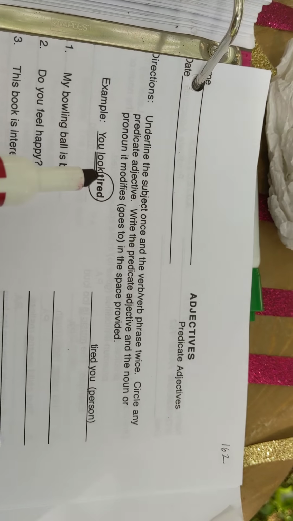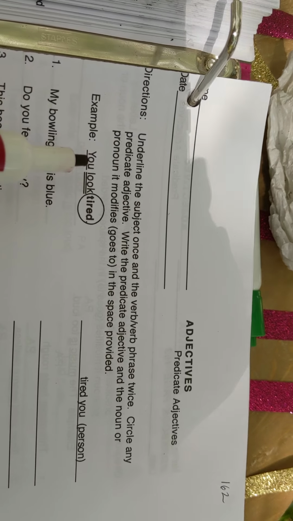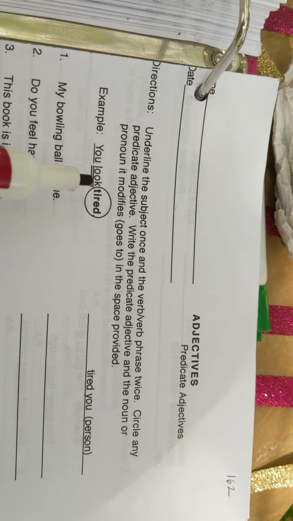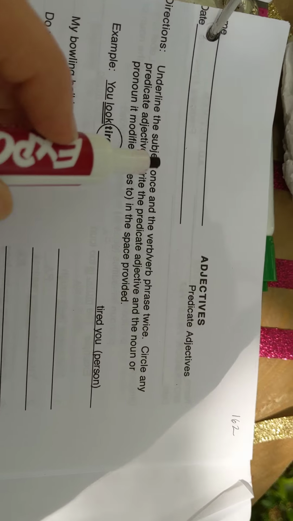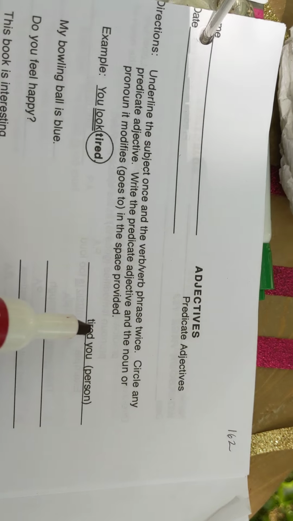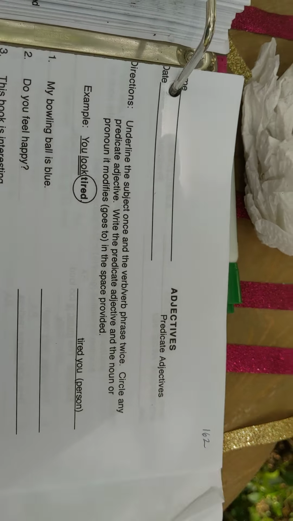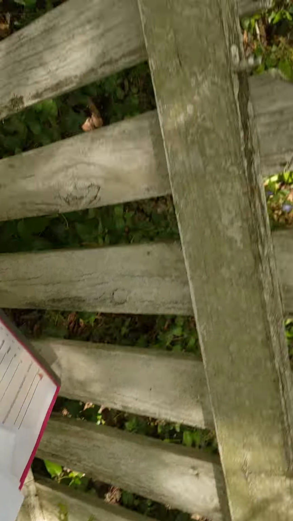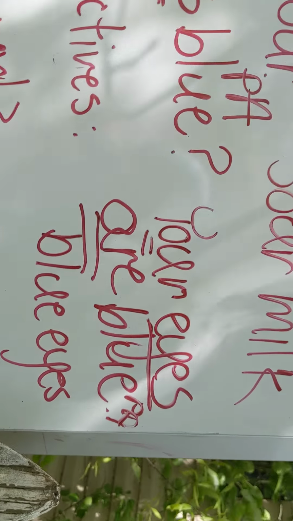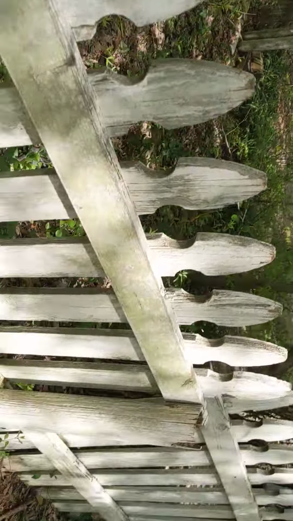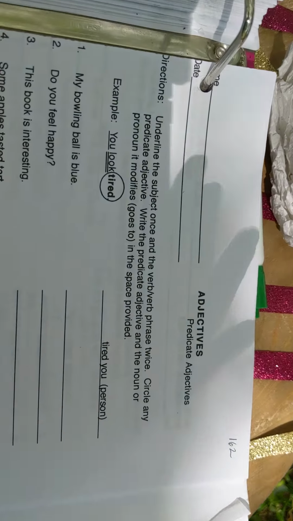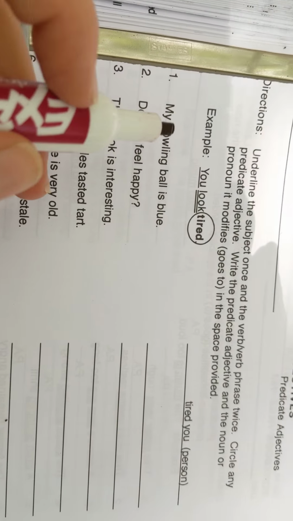You look tired. Okay. So you is underlined as your subject. Look is underlined as your verb. Tired is circled as your predicate adjective. So we're going to go over here in the blank. Tired you. Now this ties back. What you write in the blank is the test, blue eyes, sour milk, that we did to check it. So that helps you out a lot, knowing that we've already done that. Okay, so let's look at number 1.